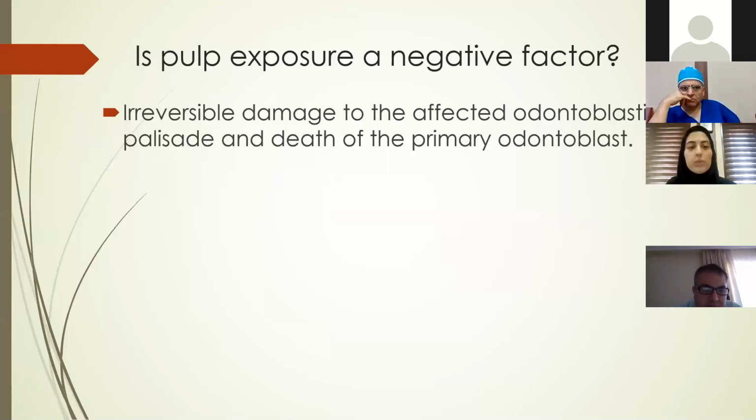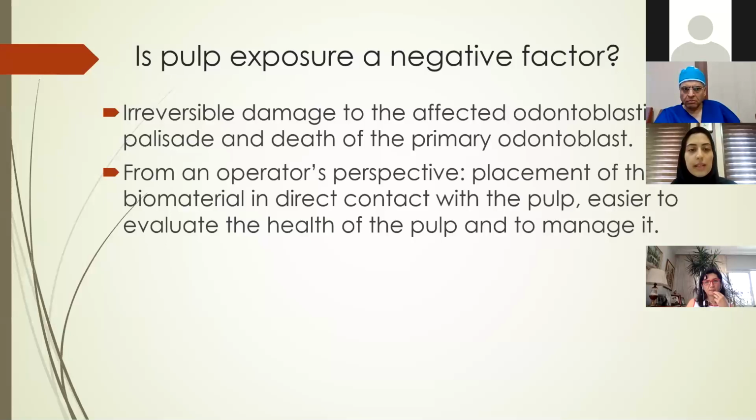The first one: irreversible damage to the affected odontoblastic palisade and death of the primary odontoblasts is inevitable when we penetrate into the pulp. Then, from an operator's perspective, we have two important issues. The placement of the biomaterial in direct contact with the pulp may be better and more beneficial from the operator's point of view. And it is also easier to evaluate the health of the pulp and to manage it in these cases. You can see directly how the pulp is and manage it as you have in the guidelines.